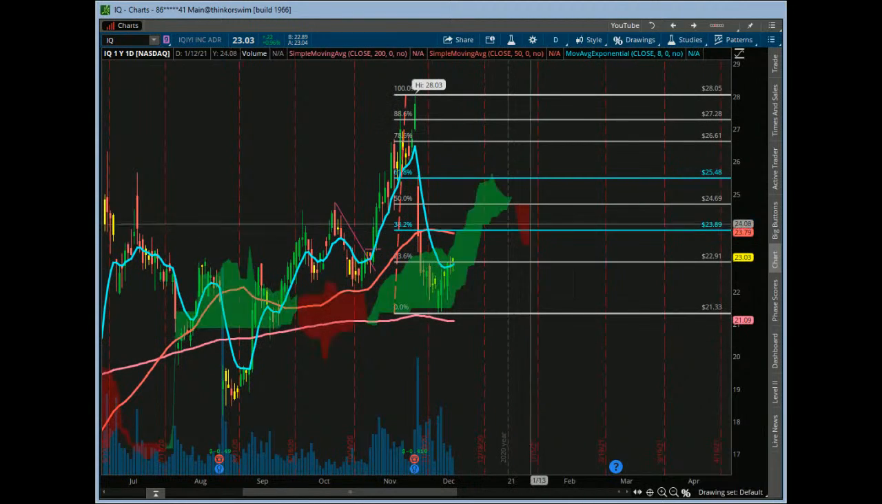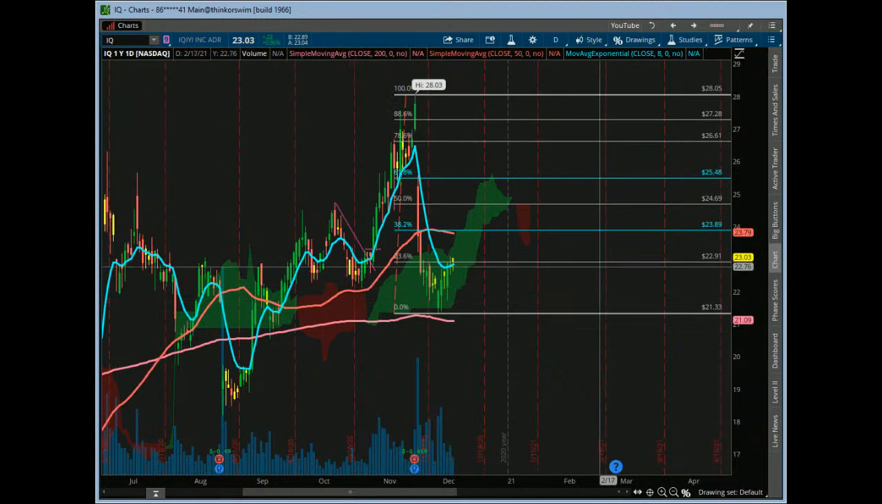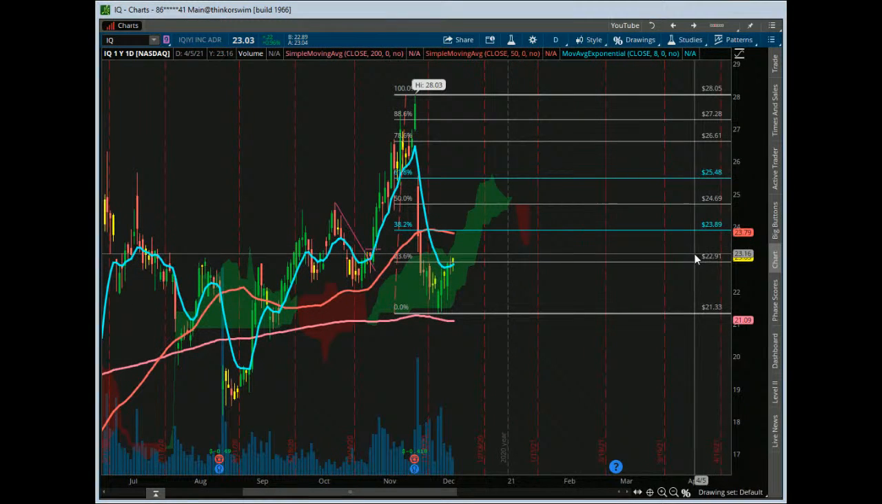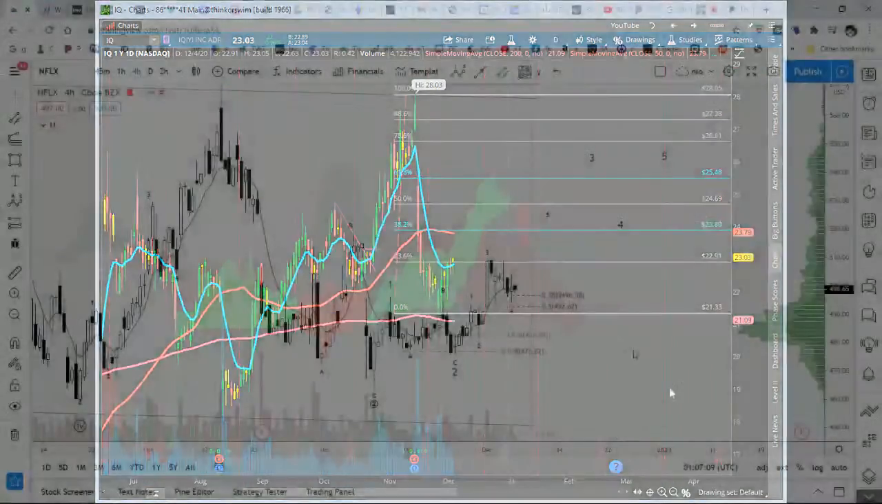So just a little bit of caution on IQ. It's tough. I like how we're over the 80 MA, but a breakdown below that inside day can be rough. And IQ is a tough one to trade these days too. A lot of liquidity has dried up in that, so just be careful with that one. So good stuff there.